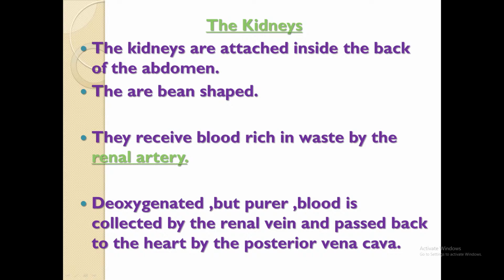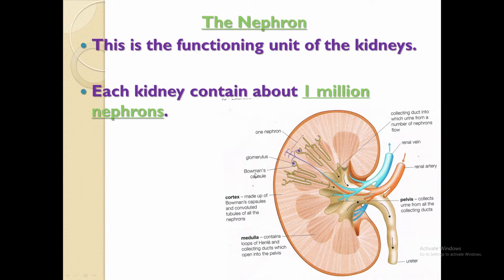They receive blood rich in waste by the renal artery. So the blood will contain a lot of waste. There is an artery in the kidney known as the renal artery, and that is what receives it. Deoxygenated but pure blood is collected by the renal vein and passed back to the heart by the posterior vena cava. For all of those terms, we have diagrams that will show what is going on there.